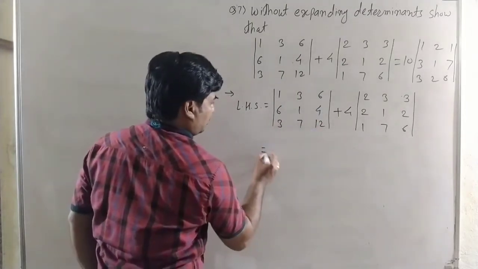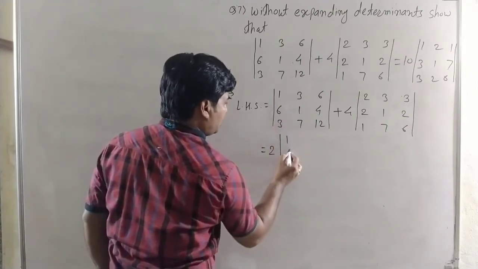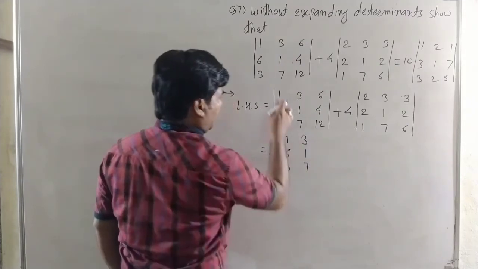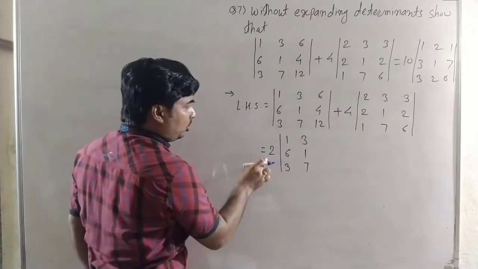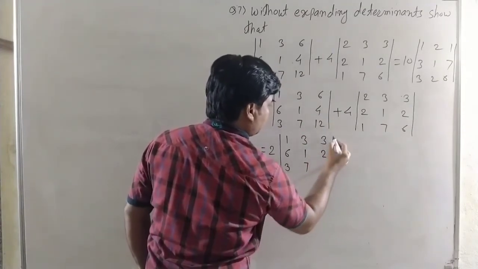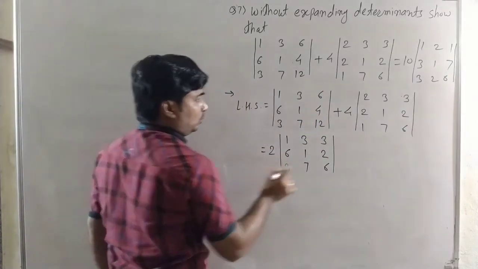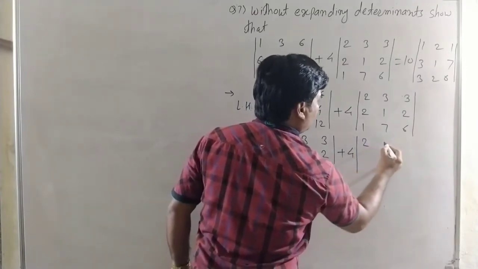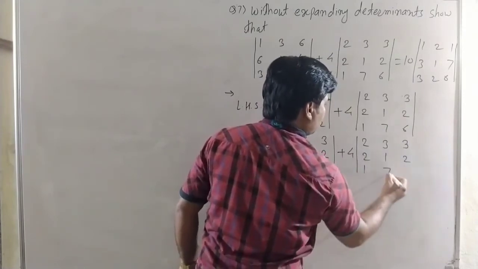Here see carefully, it is 2 into: first column as it is 1, 6, 3, second column as it is 3, 1, 7, but in the third column we take common 2, so here it is 3, 2 and 6, and then the second determinant as it is 2, 3, 3, 2, 1, 2, 1, 7, 6.